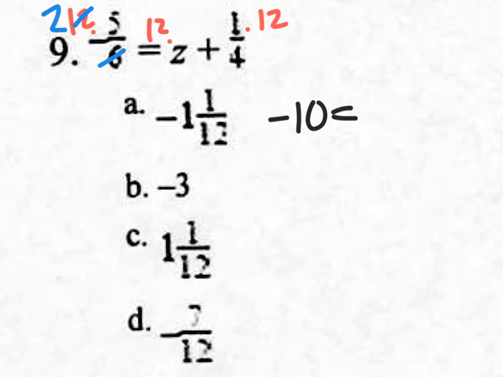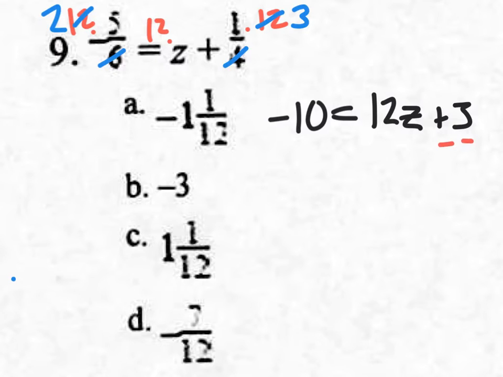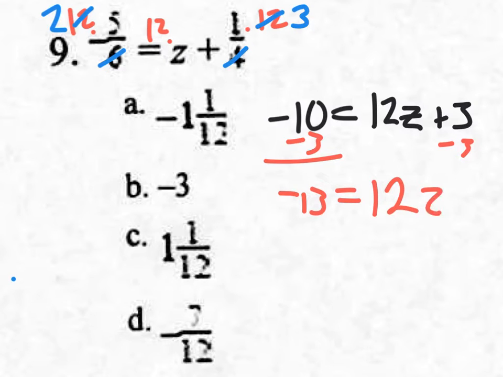And 12 times z is 12z. And over here, last but not least, the 12 divided by 4 is a 3 left over on top. So you have 1 times 3, that is 3. And that's a +3 at the very end. So you now have an equation without fractions. So let's get rid of that 3 by subtracting 3. Subtracting 3, you're going to have -13 equals 12z.